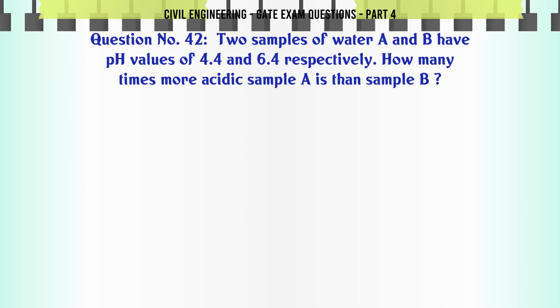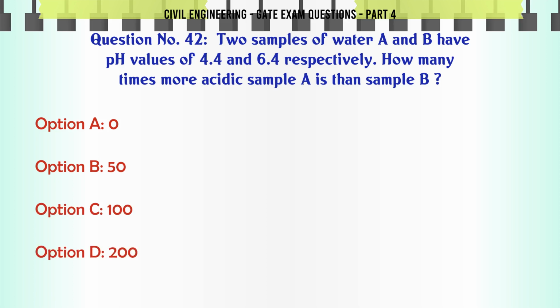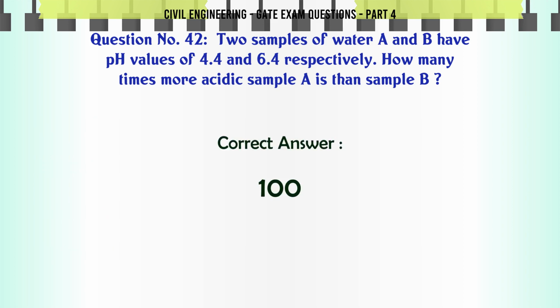Two samples of water A and B have pH values of 4.4 and 6.4 respectively. How many times more acidic is sample A than sample B? A. 0, B. 50, C. 100, D. 200. The correct answer is 100.